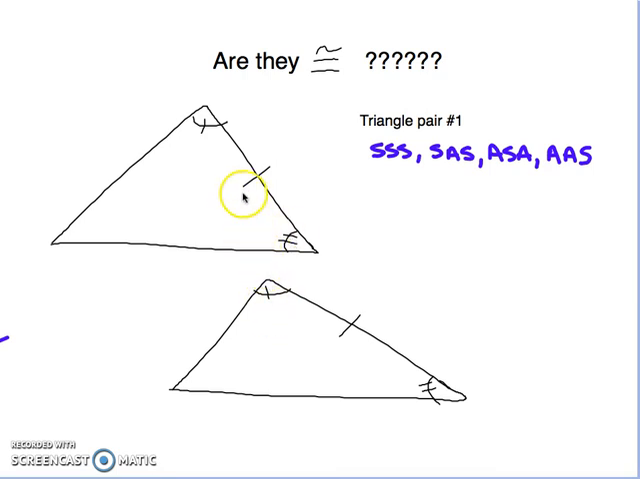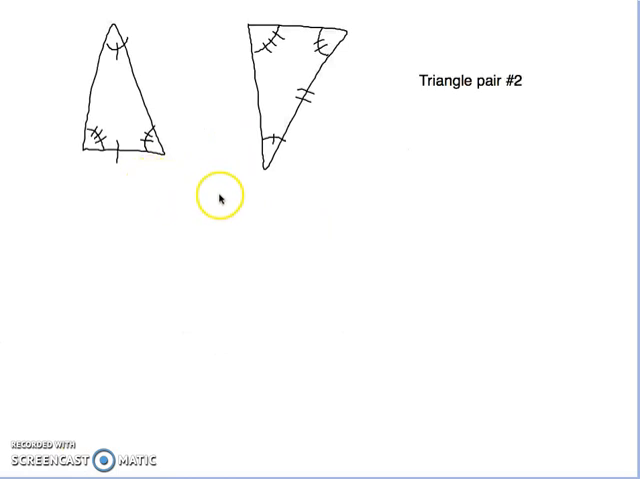So in this picture right here, I have an angle and an angle marked. Then I have a side. So these are my 3 markings. This side is included between these two angles. Therefore, these are congruent because of the angle-side-angle theorem. I am going to let you look at these two and see what you think. And we're going to move on to this next one.